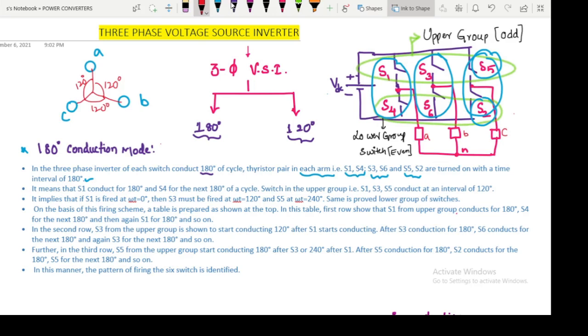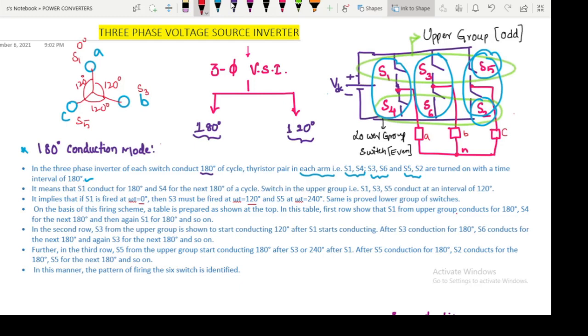The first wing contributes A phase, so S1 will conduct at 0 degree. B phase is contributed by the second wing, so after 120 degrees S3 will be conducted. C phase is contributed by the third wing, so after another 120 degrees S5 will be conducted, to get a three phase supply. It implies that if S1 is fired at omega t equal to 0 degrees, then S3 will be fired at 120 degrees. Firing means turning on the switch.